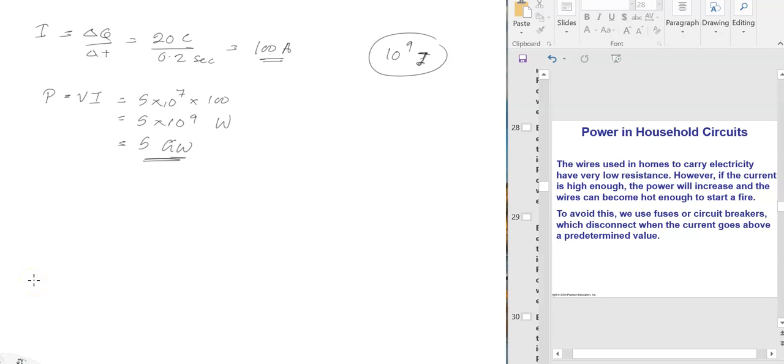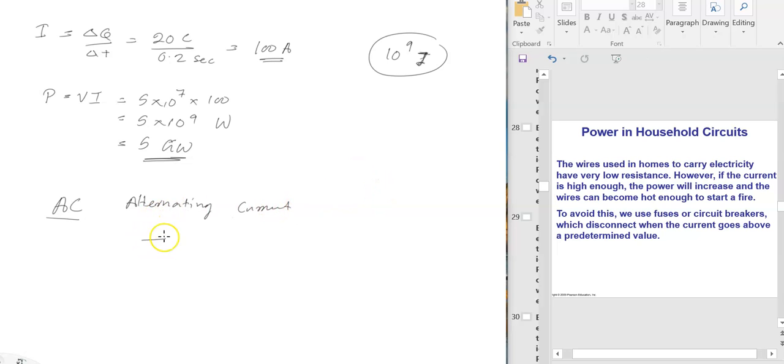So let's talk about electrical safety and how to properly use the power in household circuits. Now we'll get to this sometime later as well. The electricity that we use in our household circuits, the electricity that comes out from these wall outlets, that's AC, alternating current.